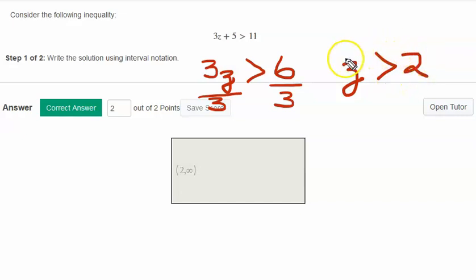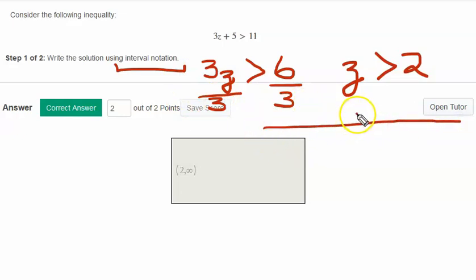Now that would be the algebraic notation. They want our answer in interval notation. And then later they're going to ask us to graph this too. So I suggest you graph it first. What sign will you put at this point of 2? A parenthesis or a bracket? A parenthesis, since 2 is not included.